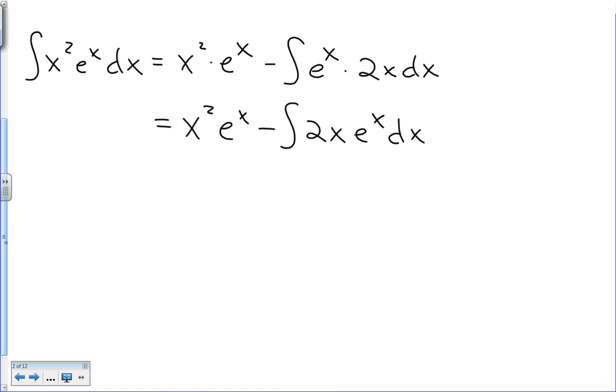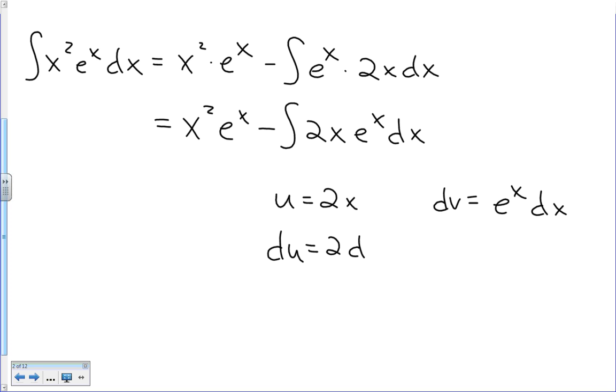And so we use integration by parts again. So we make this time u equal to the 2x, and we're going to make dv equal to the e to the x dx. And so you end up with du is equal to 2 times dx. And when we integrate the dv, we end up with v is equal to e to the x.